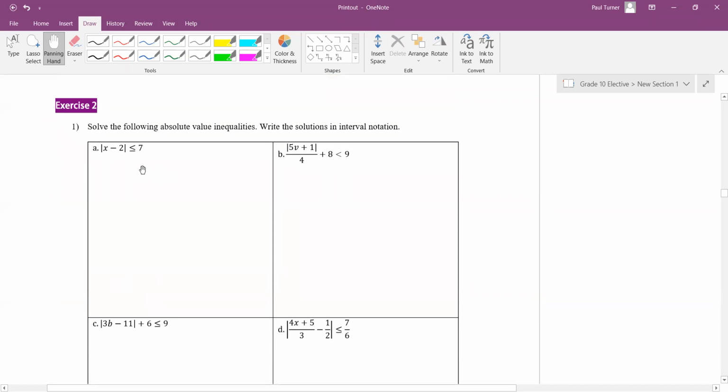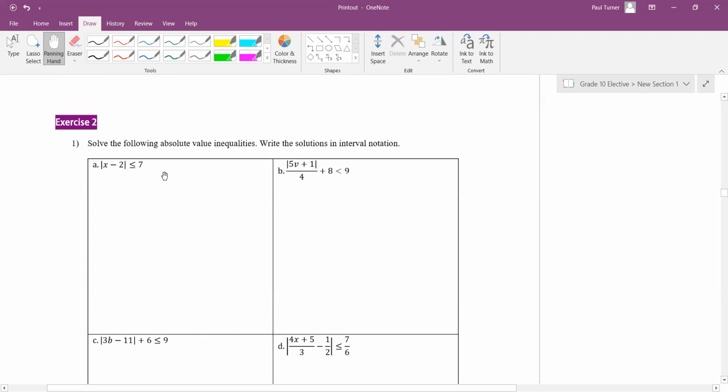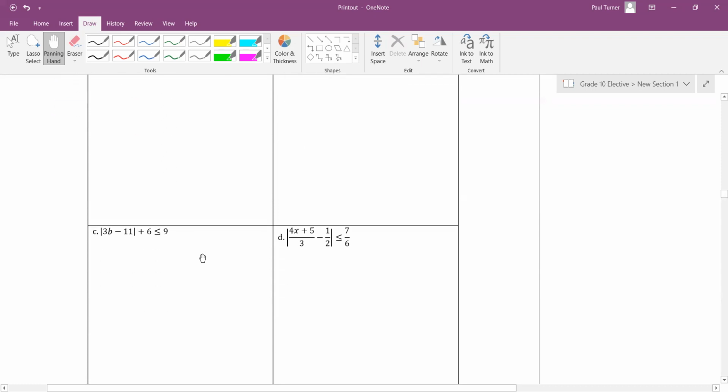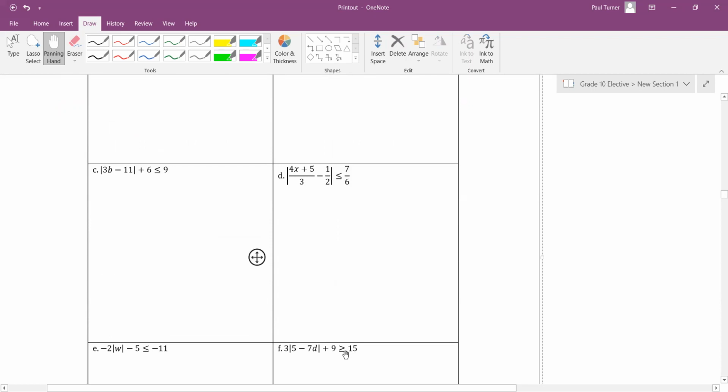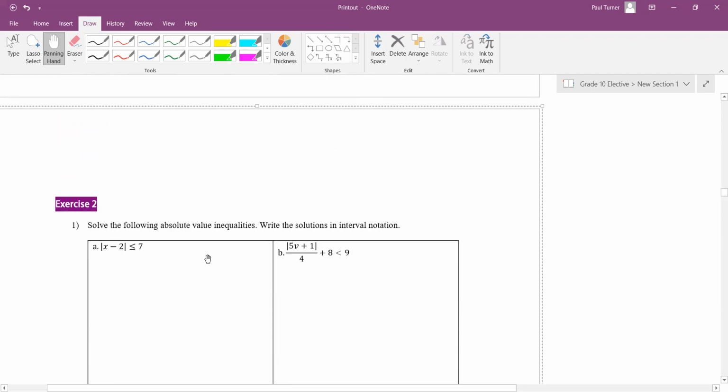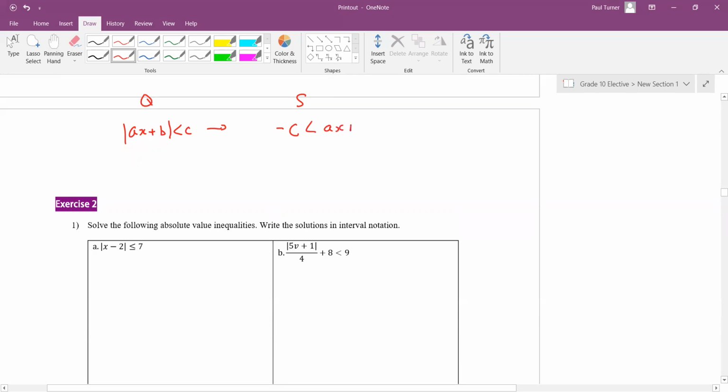Okay, so let's look at here. Let's do one together first. This is a greater than rule here, and this is a less than rule. So we're using the less than rule. So we should write it out. At the top here, you should write AX plus B less than C. So this is your question. We change this to a solution form. So we'd have minus C less than AX plus B less than C. So this is for less than problems.